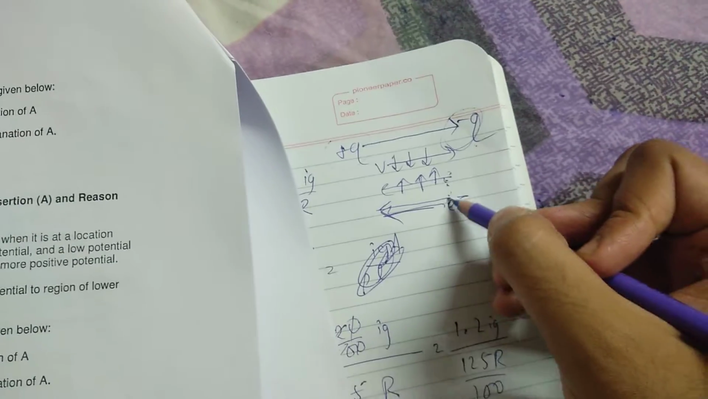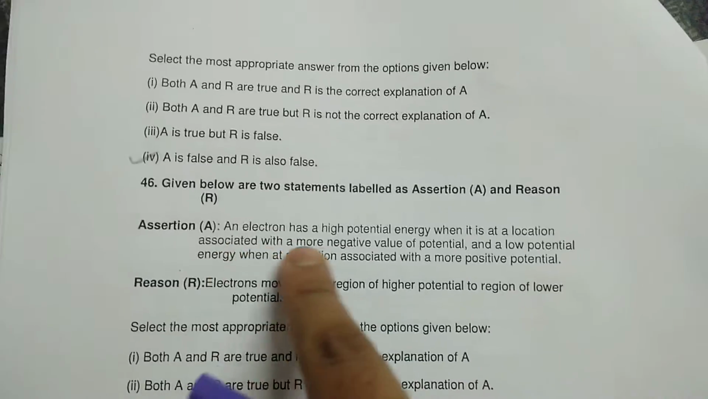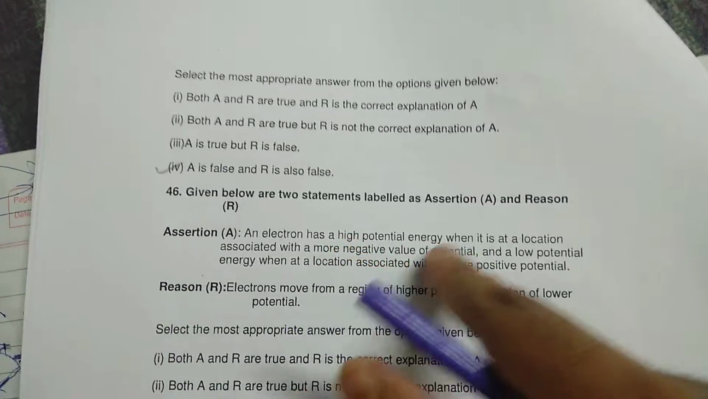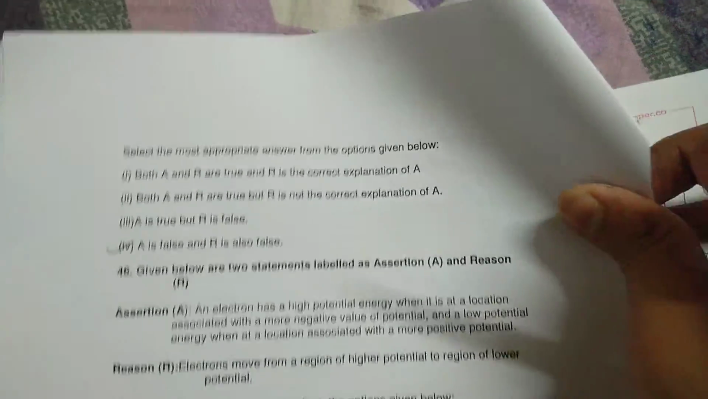So that means for the electron the potential energy will be, an electron has a higher potential energy when it's at a location associated with a more negative value of potential. So the electron's potential energy will be high at the index, though it is a low potential. So that means A is true but R is false.